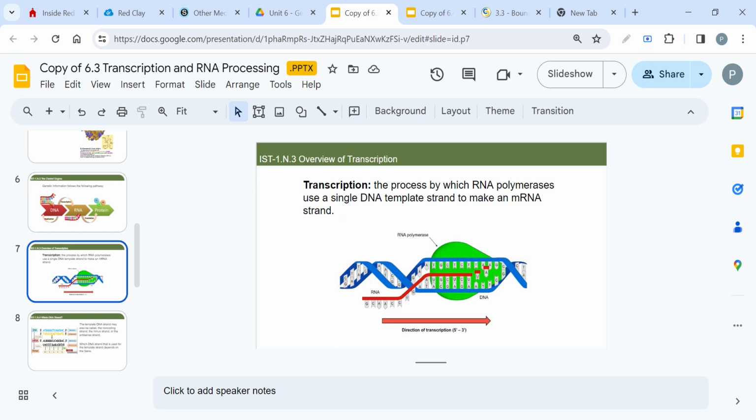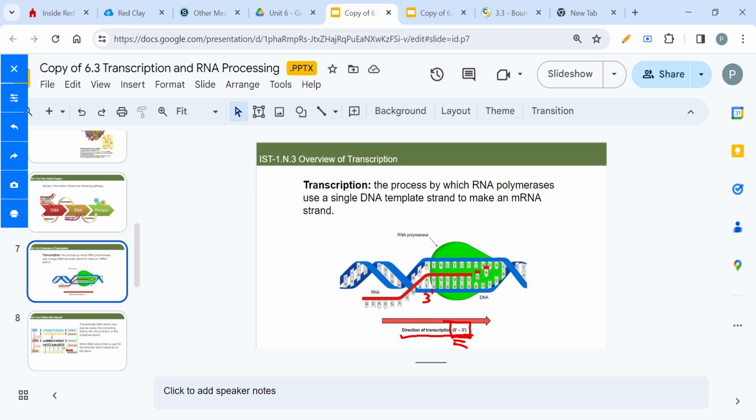So transcription is a process in which RNA polymerase will use a single DNA template strand to make mRNA. All right, now take a look. What is the direction of transcription? 5 to 3, right? So we're going to be going to the 3 to 5 side, right?